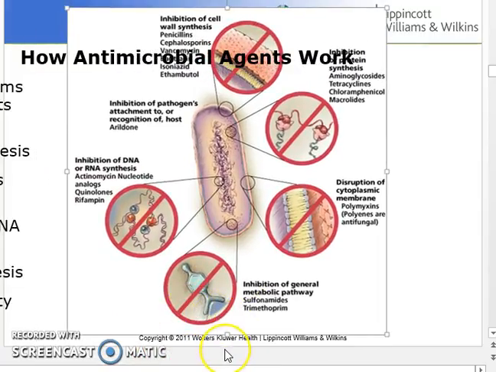The last group, remember, were the antimetabolites. These inhibit enzyme activity, and then they can prevent certain metabolic pathways from taking place inside of the cell. Some examples are trimethoprim and sulfamides.